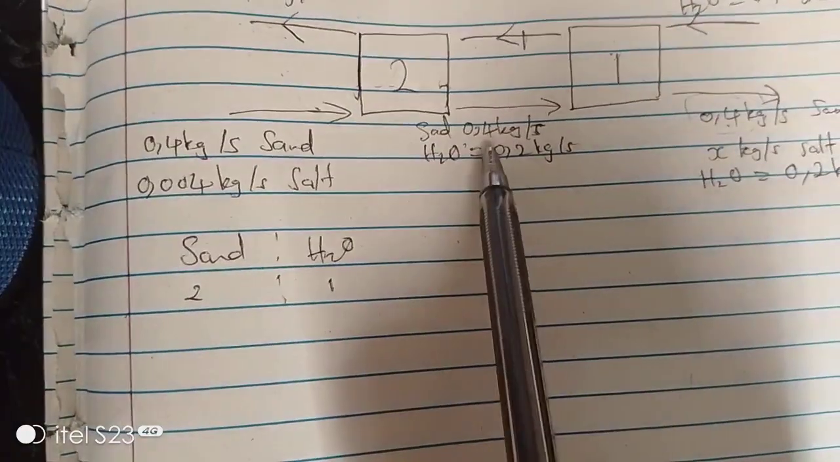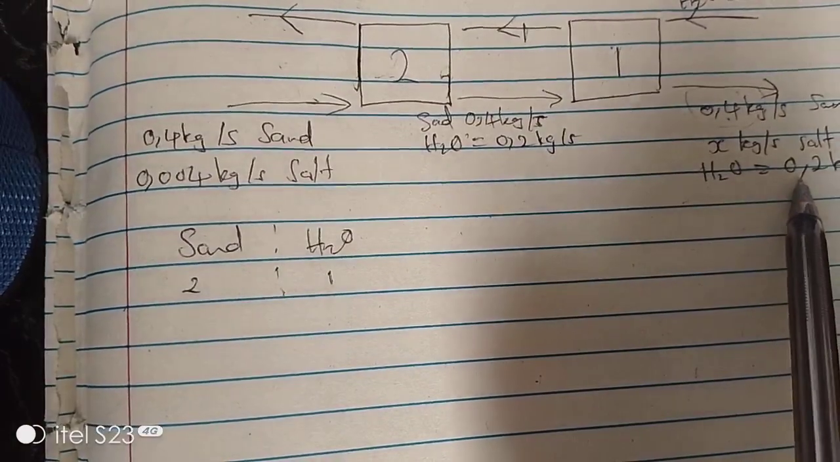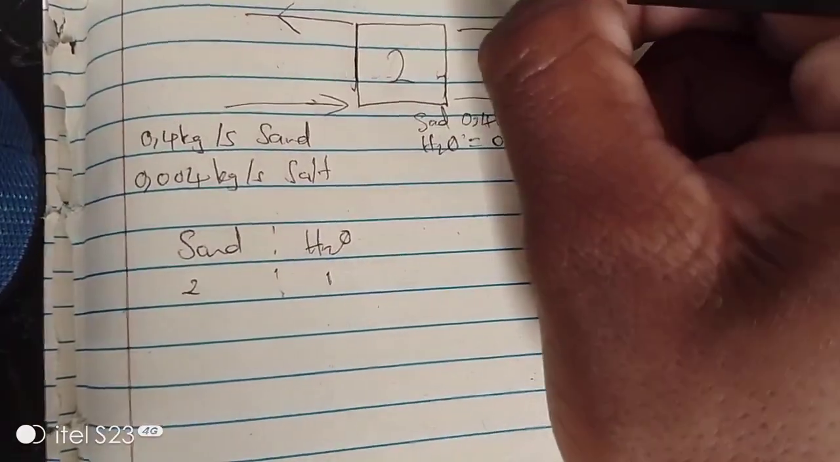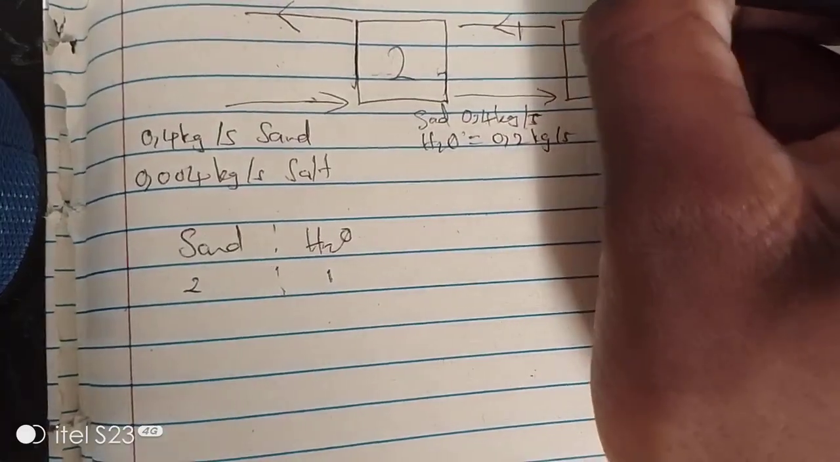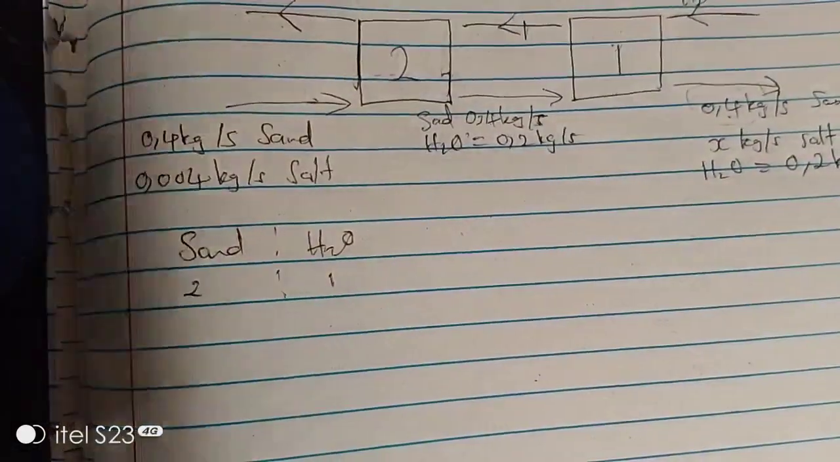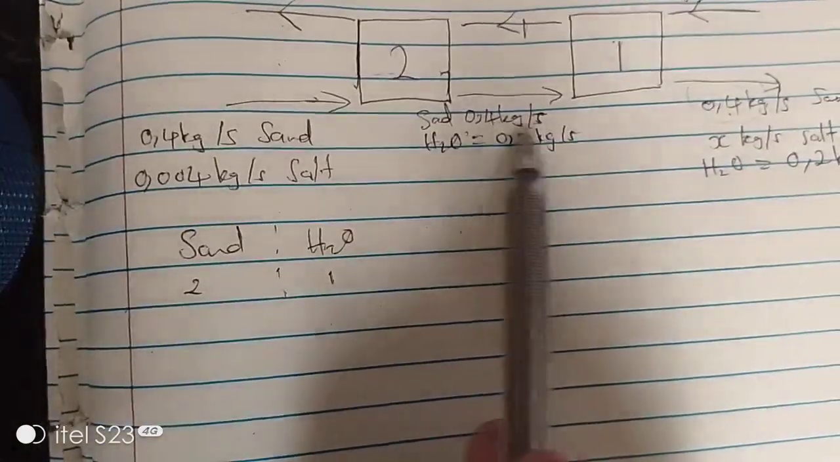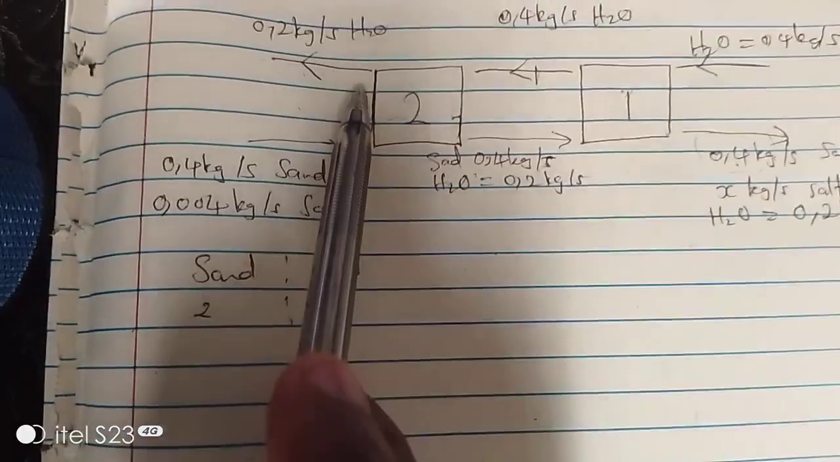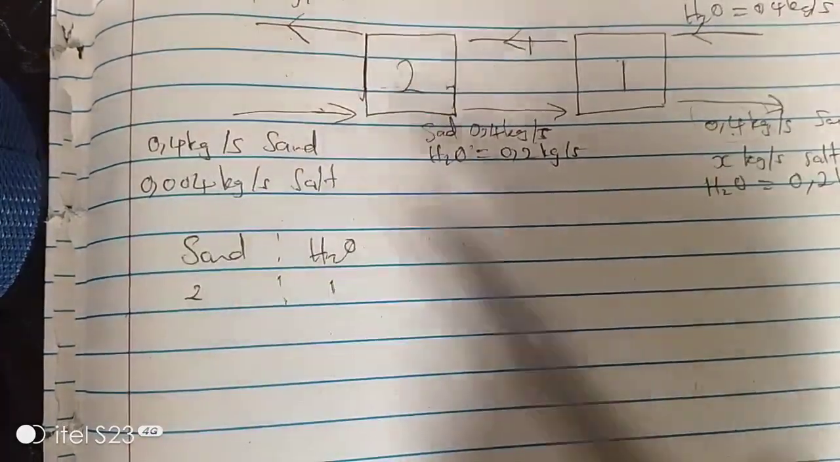0.4 plus 0.2, that's 0.6, minus 0.2, that's 0.4. So here we've got 0.4 kgs of water leaving classifier 1, entering here. So when it enters here, we've got 0.2 leaving and 0.2 leaving, right? We're looking at water, right? So the sand is constant.